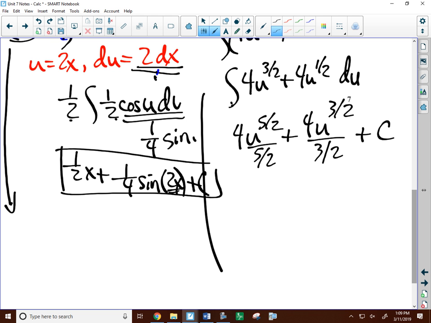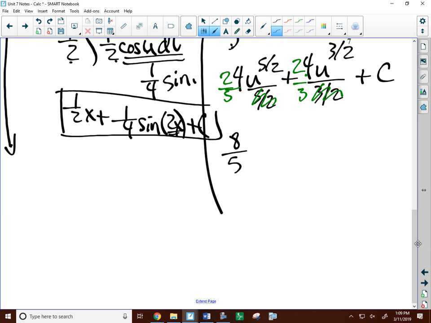Now, you know I don't like a fraction over a fraction, so I'm going to change this one to times 2/5 and this one to times 2/3. Divided by a fraction, don't ask why, flip the second and multiply. So the 2/5 times 4 will become 8/5. And I'm doing one last step here. The problem wanted it in terms of x. So I'm going to be replacing u with x, whatever u was, to get it in terms of x.